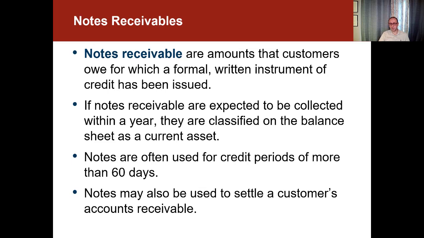On the other side, we have notes receivable, whenever it's documented, whenever it's a written promise. So these are amounts that customers owe for which a formal written instrument of credit has been issued. If notes receivable are expected to be collected within a year, they're classified on the balance sheet as a current asset. Notes are often used for credit periods of more than 60 days. They also may be used to settle a customer's accounts receivable. So in many cases, we'll see a customer who couldn't meet the 30 days or the 60 days of the accounts receivable expected period. If they can't pay, they just sign a note and they will get an extension. And in this case, they usually pay an extra amount of interest on top of the note's value.